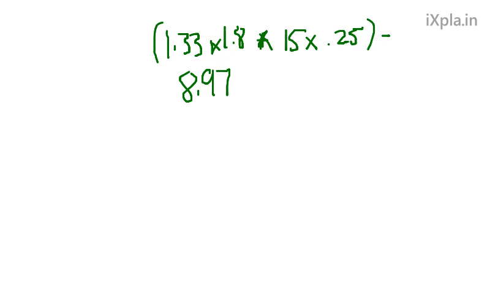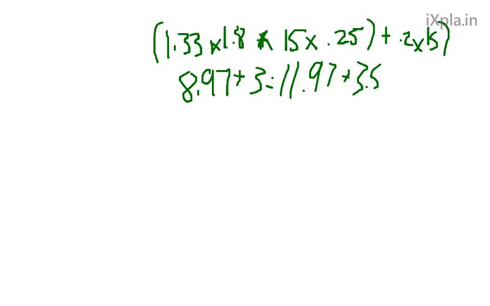8.97. And the other part of it is 0.2 times 15. I want to say 3. Yeah, that is 3. So that's 11.97. And then you have to plus it by 3.5. And that equals good old 15.47 relative VO2.